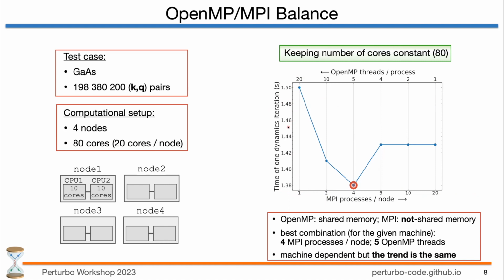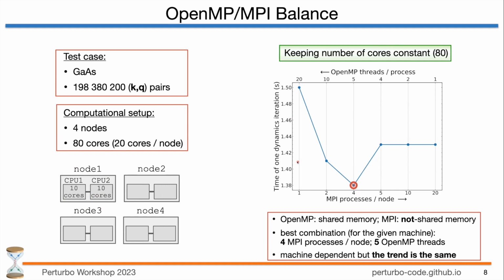Why? Because, as I already mentioned, OpenMP is a shared memory technology. If you try to share your matrices over 2 CPUs that have a slower connection between them, it will hurt your performance somehow. So maybe the most efficient will be somewhere in between. In this case, it will be 4 MPI processes per node and 5 OpenMP threads.